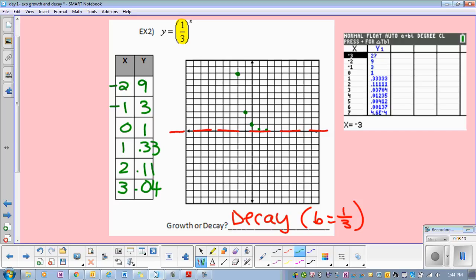It's just getting closer and closer to 0, but it can't touch it, right? Just make sure that you don't cross through the asymptote. Yeah.